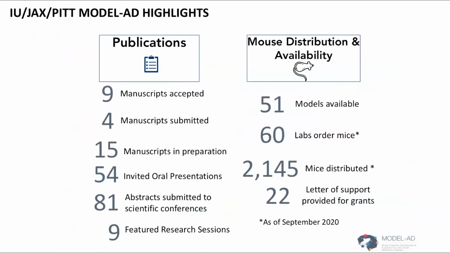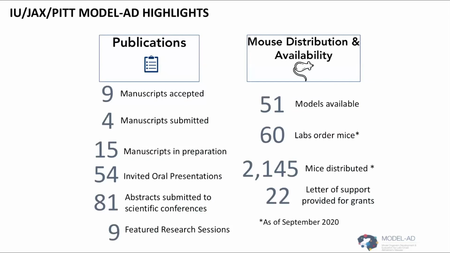And then finally, publications. You can see that we're not only making our data available early, we're also publishing it. So we've got 9 manuscripts already accepted. We've got a whole variety of manuscripts that are in preparation. We also give oral presentations to promote our work because we need these models to be used in research labs. And it's cool to think that 60 labs have already ordered mice as of September 2020.